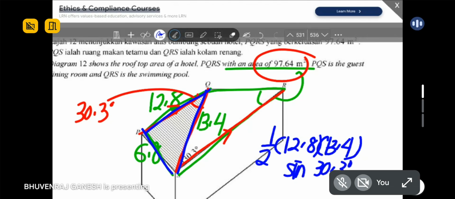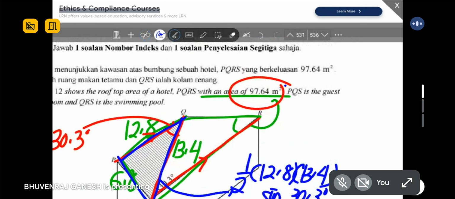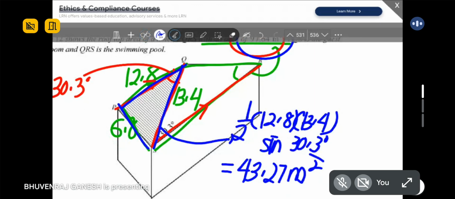So this is for the blue triangle. If you press calculator, you will get 43.27 meters squared. So this is for the shaded region. Now I take the total minus this, and I will get this one over here. Am I right? So you can do that.